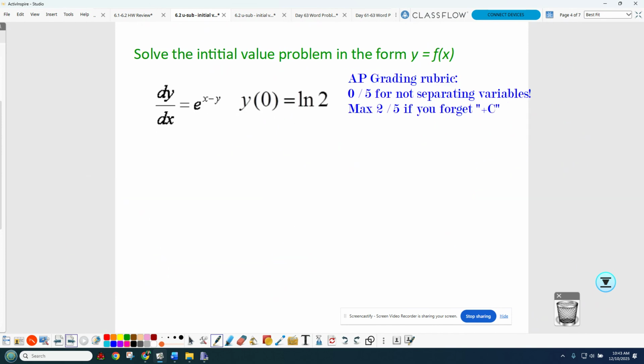All right. This is the other piece of initial value problems. I'm actually giving you an initial value now. And the thing that's scary about these, it's often on the AP exam on a free response question, and the rubric always says 0 out of 5 if they do not separate. Stinkers. How do we separate that?